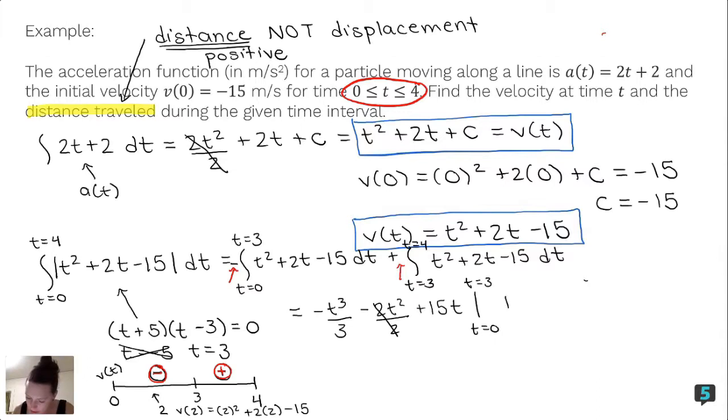And then in the second integral, I'm going to have t cubed over 3, 2t squared over 2, which I know is going to simplify to a t squared, and then minus 15t, and I'm going to evaluate that from 3 to 4.